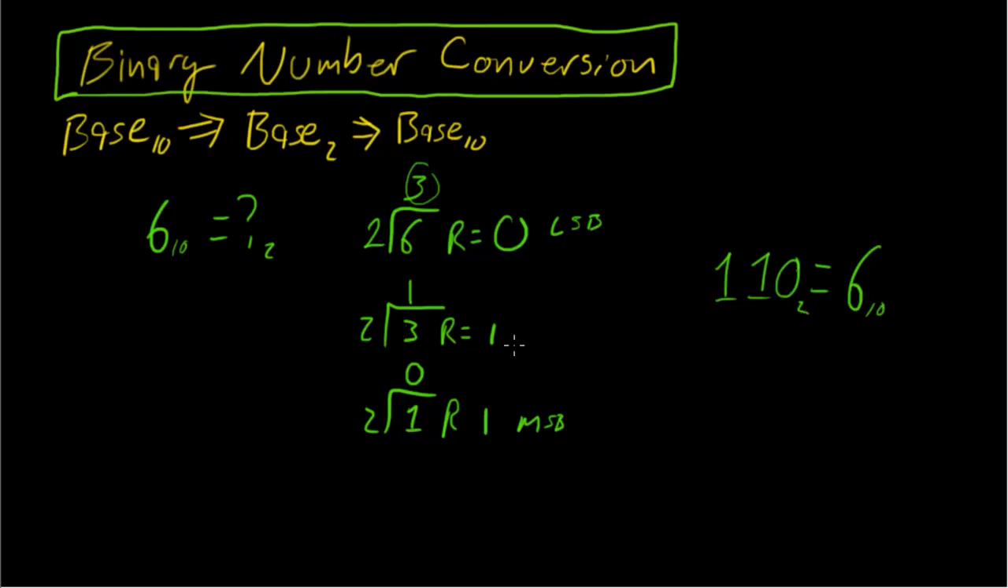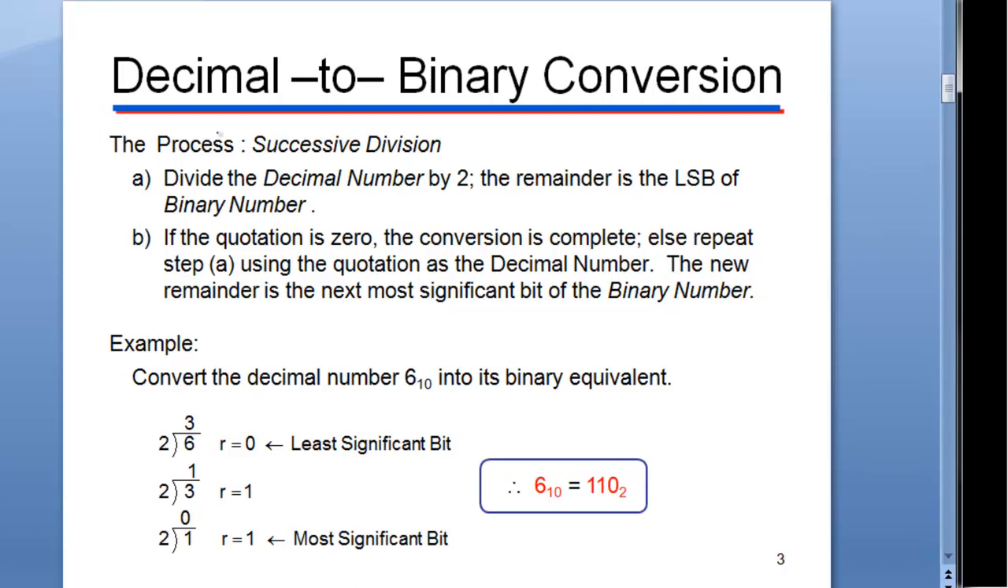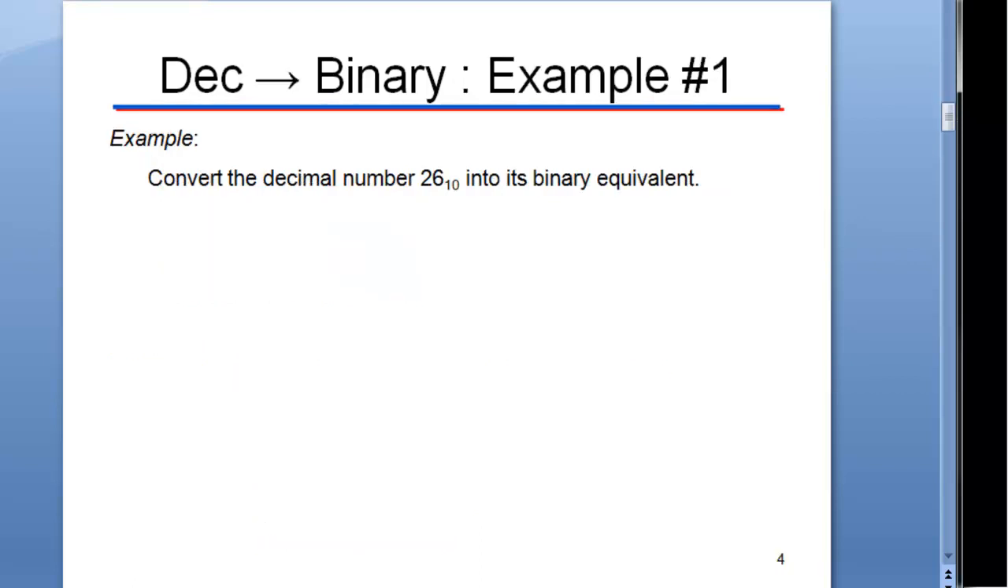It looks like this. Basically you divide by the decimal number 2, and if the quotient is 0, the conversion is complete. So we had 6 divided by 2 equals 3, and then that goes down here. Then 2 divided into 3: 2 will go into 3 one time, and you have a remainder of 1. 2 will not go into 0. That's pretty straightforward. So I can convert 6 base 10 into 110 base 2. Let's look at an example.